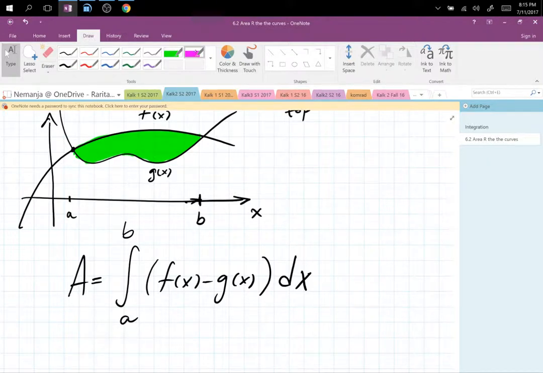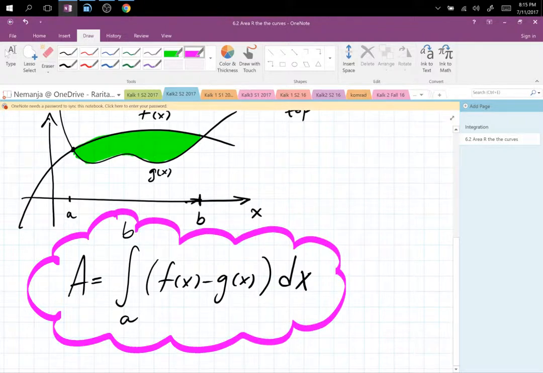So now, this is the formula. Now, why does this work? Well, think of eating a banana. You peel the banana, you eat the middle part, and you throw the peel, right? So imagine this part here, all of this here is the banana.